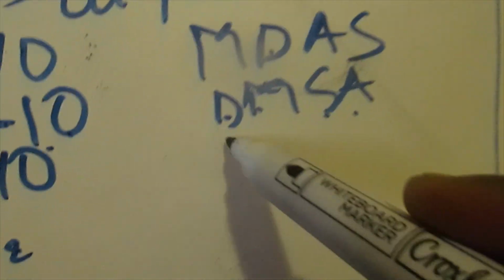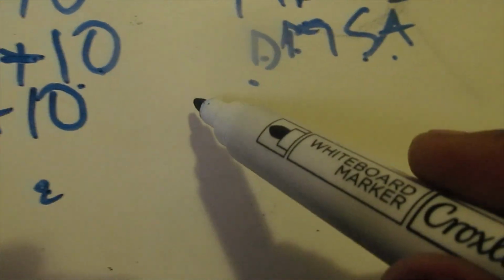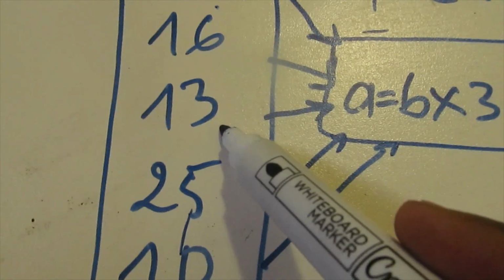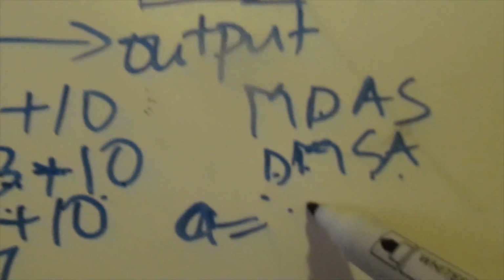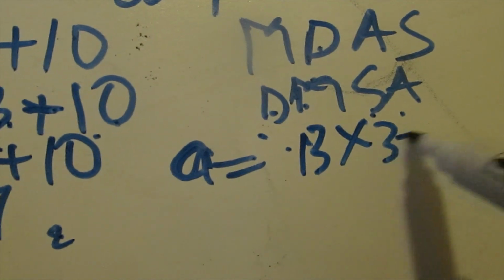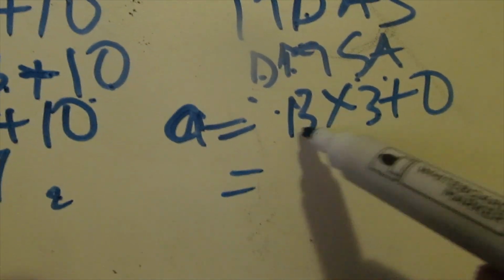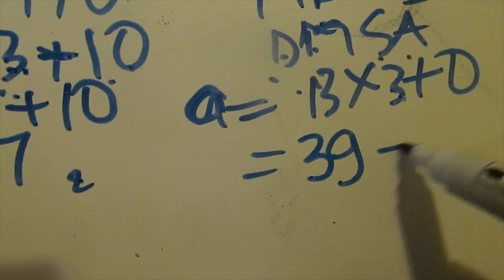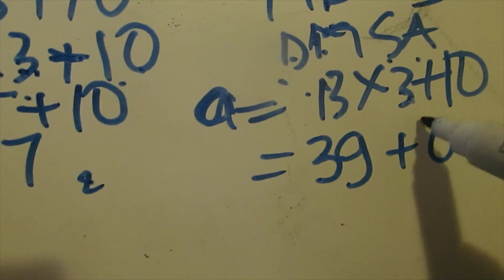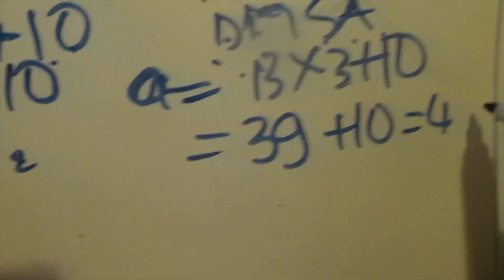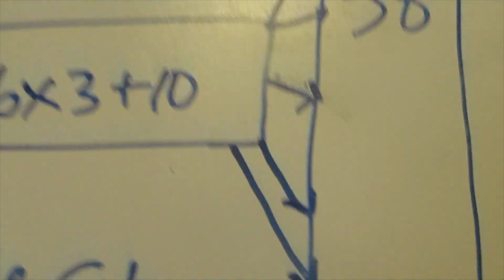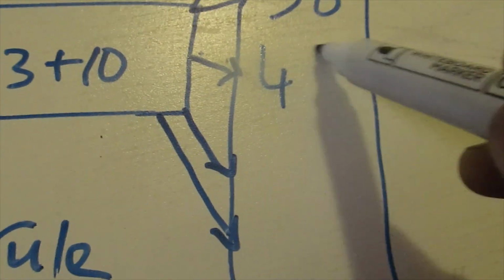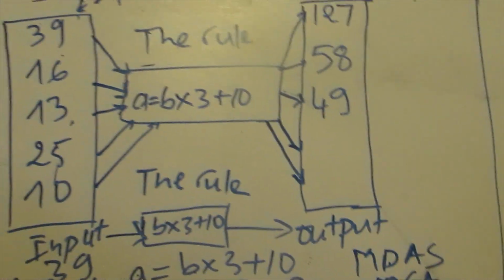So we do it here. Our A equal to B. We replace the value, the third input is 13. So we have 13 times 3 plus 10. 3 times 3, 9. 3 times 1, 3, plus 10 equal to 49. So our third output is 49. As you can see, 49.